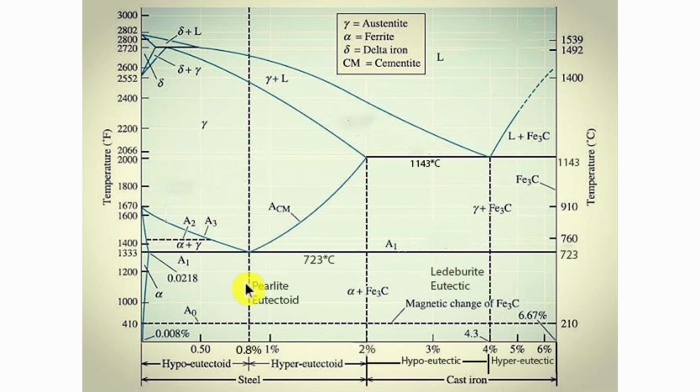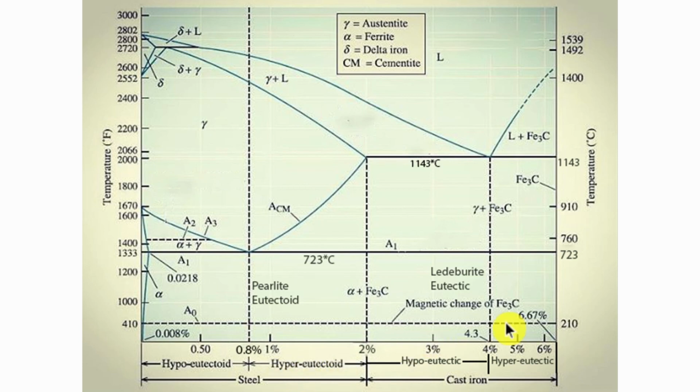Now here, if carbon is lower than 0.8%, it is called hypoeutectoid steel, written here. If carbon is more than 0.8%, it is called hypereutectoid steel, shown here by name. So I repeat, if carbon is lower than 0.8, it is called hypoeutectoid steel. If carbon is more than 0.8, it is called hypereutectoid steel.